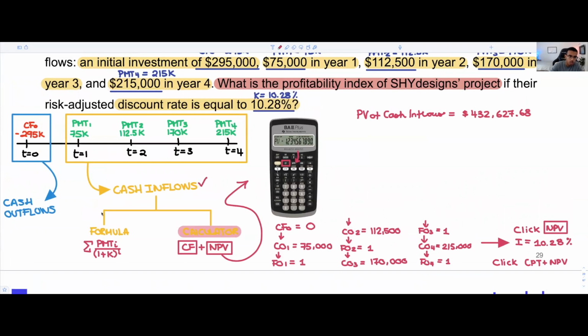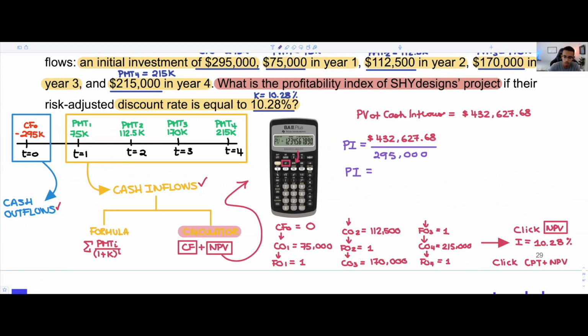To solve for our PI, I'll put this in a different color here. All you're going to do is take this amount here, which we're going to copy because we're lazy and don't want to write it again. You're going to have this amount divided by $295,000. And that's going to give you an interesting amount. Let's go figure it out together.